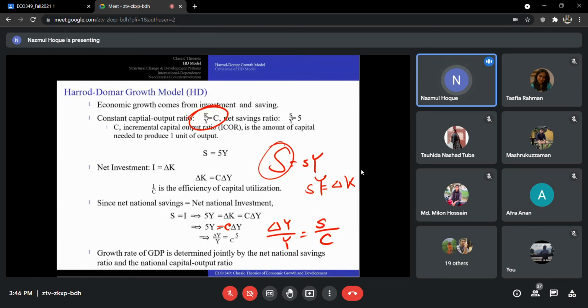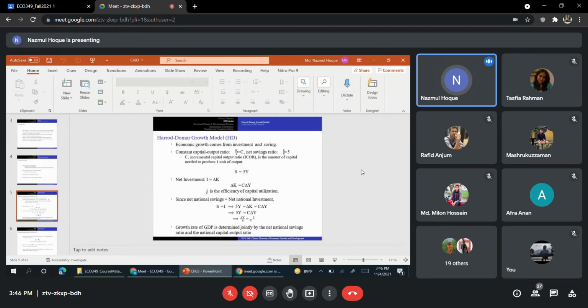Sir, you said that 5Y is not 5, it's S, but doesn't it come from the net savings ratio? S is equal to 5Y. So this is all these things, as I said. Okay, let me get to the main file. I think that will help you understand what I'm talking about.